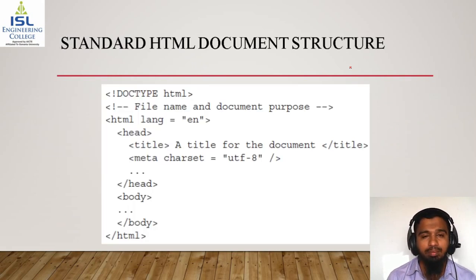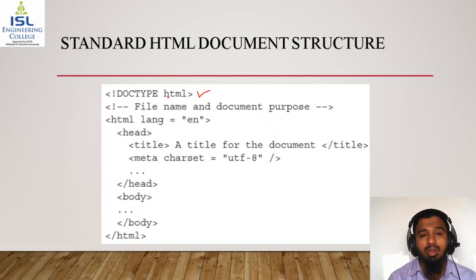So here is the structure of the HTML document. In every document, whenever you are writing HTML code, all these things must be available in your document. First thing, document type HTML. Why do we need to write this? The browser should know what kind of document you are opening in the browser. So if you write the document type HTML, it will identify this is an HTML file.